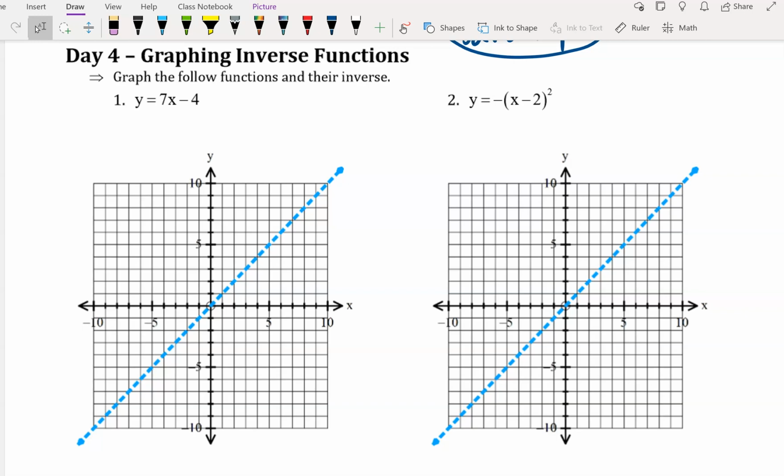So the first one is in slope-intercept form. That's just a line. The slope, this is a throwback, it's been a little while, is going to be 7. The y-intercept is going to be -4. We graph the y-intercept first, so graph -4. And then we do the slope, which is up 7 over 1. Up 1, 2, 3, 4, 5, 6, 7 over 1. So, a nice, steep line.